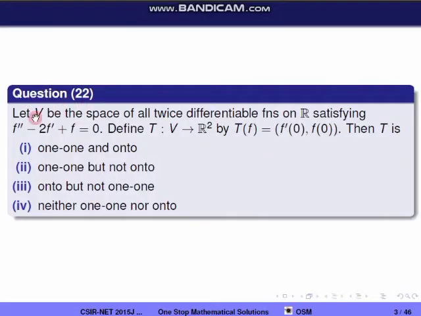Question 22. Let V be the space of all twice differentiable functions on R satisfying f double prime minus 2f prime plus f is equal to 0. Define T from V to R square by T of f is equal to (f prime of 0, f of 0). Then T is... So we are given a space of twice differentiable functions which satisfies this equation, and the transformation on V is given by this equation. Then we have to find which of the following satisfies the property of T.